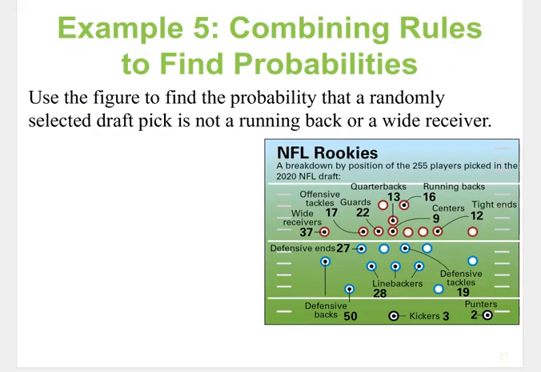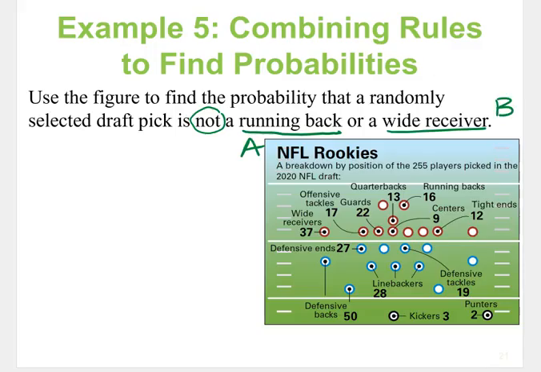All right, so this is the figure that was in the newspaper. You need to figure out the probability that a randomly selected draft pick is not a running back or a wide receiver. So rather than focusing on the not, because that tells me we're going to do some complements down the road, let's just focus on our two. So if they choose a running back, let's call that A, and if they choose a wide receiver, let's call that B. Those are our two events.